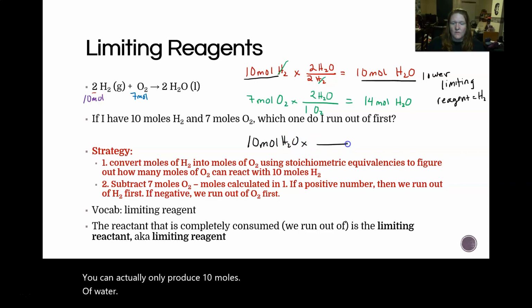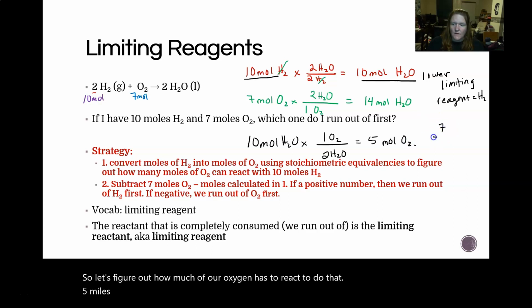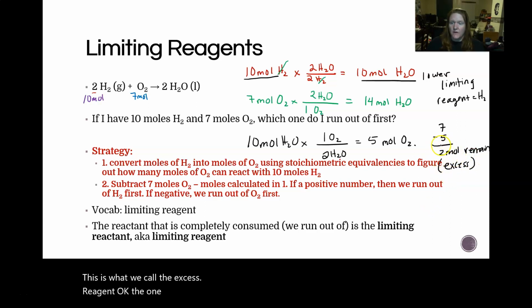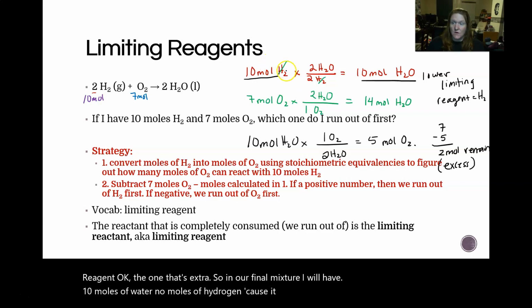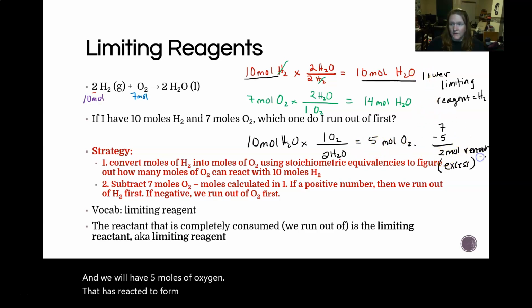So let's figure out how much of our oxygen has to react to do that. Five moles. Okay, so we started with 7, we reacted 5, so 2 moles remain. This is what we call the excess reagent, the one that's extra. So in our final mixture, I will have 10 moles of water, no moles of hydrogen, because it was limiting, we used it all up, and we will have 5 moles of oxygen that has reacted to form water, 2 moles of oxygen that will remain.